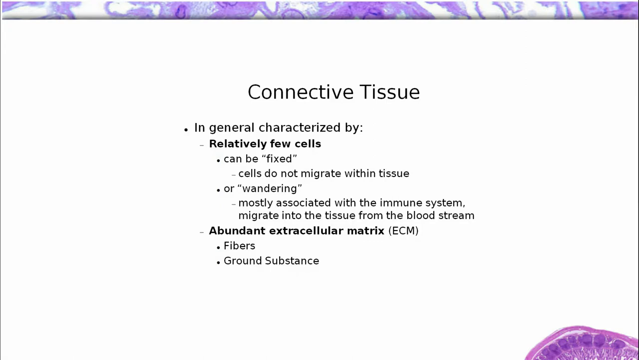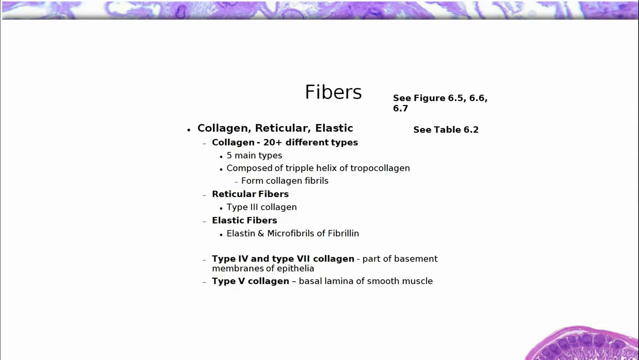Now, the main component here will be the ECM. So that's what I will spend most of my time for the next probably half hour or so talking about. So let's talk about the extracellular matrix. The matrix itself is subdivided into two main components. There are the fibers, and then there's something called the ground substance. So the fibers first.